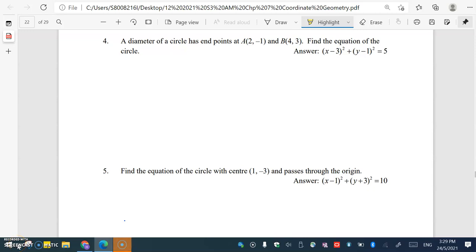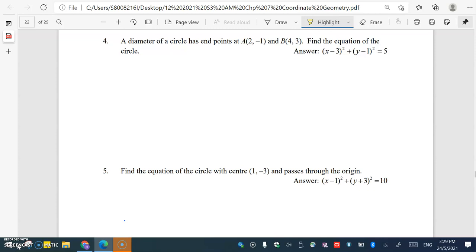Let us now look at other ways of phrasing a question on equation of circle. Now, if we turn to page 110, the first question on the page, question 4. A diameter of a circle has endpoints A (2, -1) and B (4, 3). Find the equation of the circle.